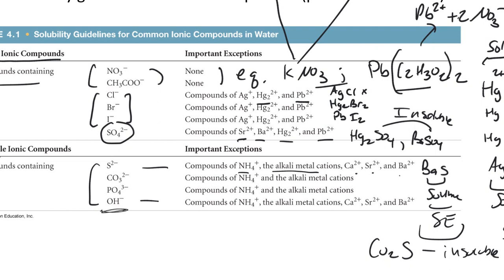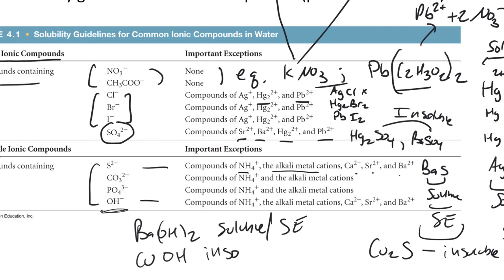Notice hydroxide has the same exceptions as sulfide. I don't understand why the book doesn't just group sulfide and hydroxide together because they share the same exceptions. So barium hydroxide, of course, would be water soluble, a strong electrolyte, and then copper hydroxide, CuOH, would be insoluble. And like I said, I'm not trying to then say non-electrolyte. I'm not even thinking about the electrolytic term. I have to have something soluble in water before I think about classifying it as an electrolyte or not.